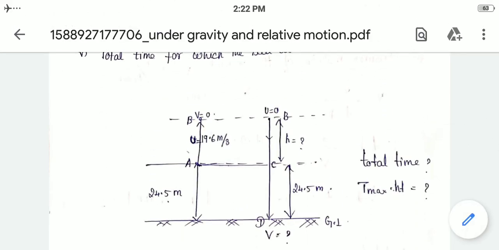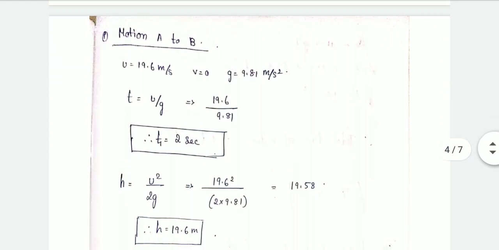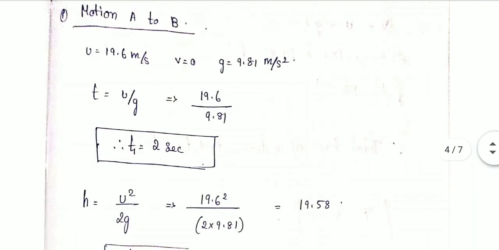Initial velocity will be equal to 19.6 and final velocity will be equal to 0. This is what is given, so consider that and move to the first part. U is equal to 19.6 meter per second, V is equal to 0. Automatically your acceleration due to gravity will be equal to 9.81 meter per second square.